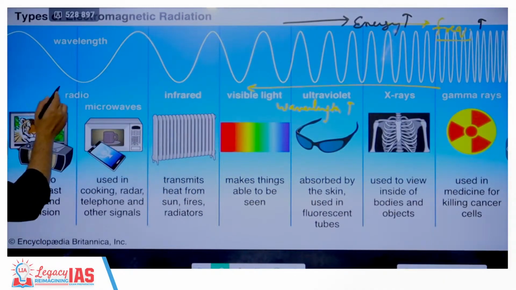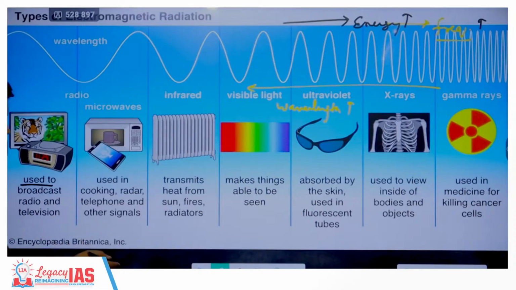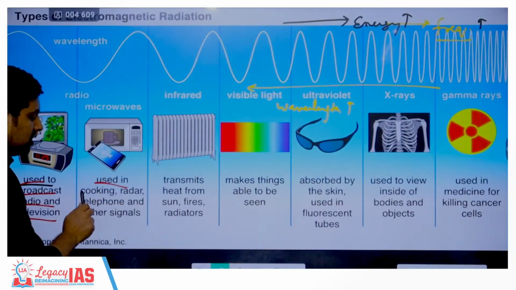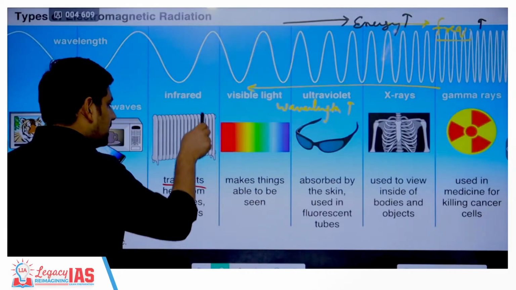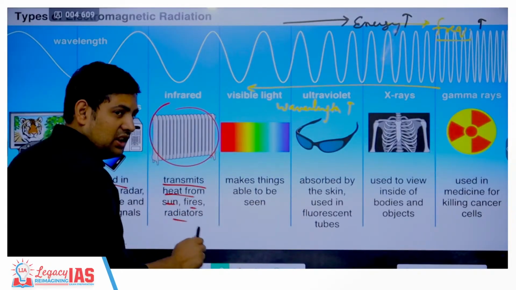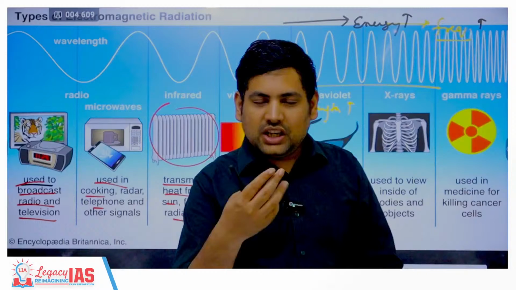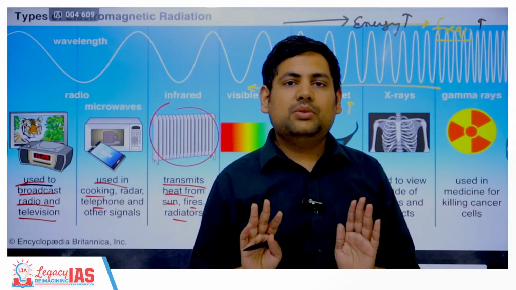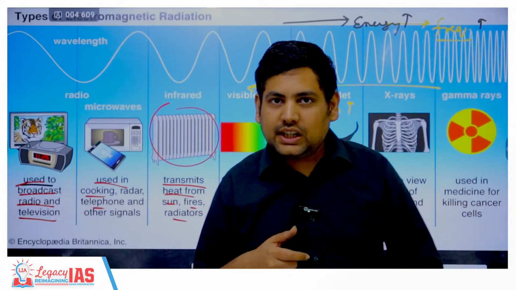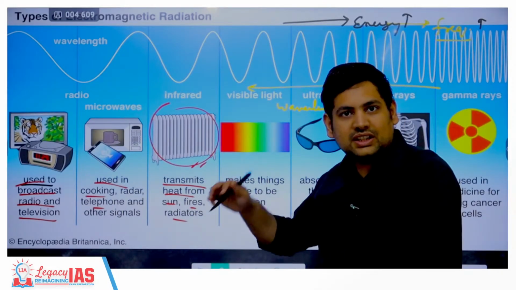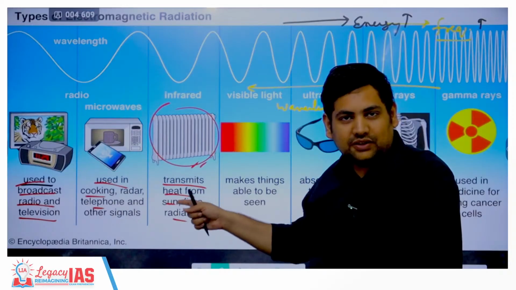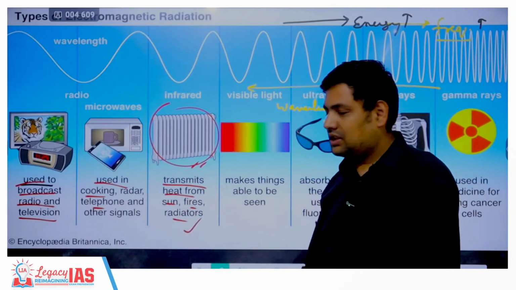So first is this radio waves. This is used to broadcast radio and television. Then you come to microwaves used in cooking, radars, telephone, other signals. Then you come to infrared. Infrared is mainly used for transmission of heat. For example, when you see fire burning, so yellow color that you are seeing in fire, that only is visible light. But that is not providing the heat. Heat is mainly provided by the infrared rays. Correct? Sun also sends incoming higher infrared rays to heat. So this is infrared rays.